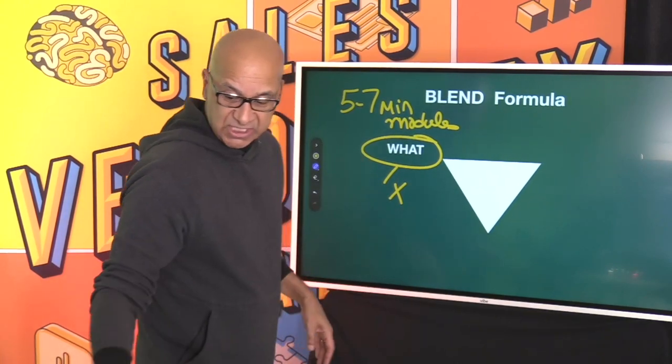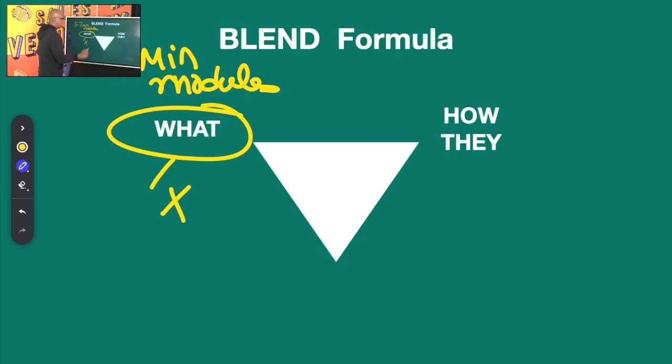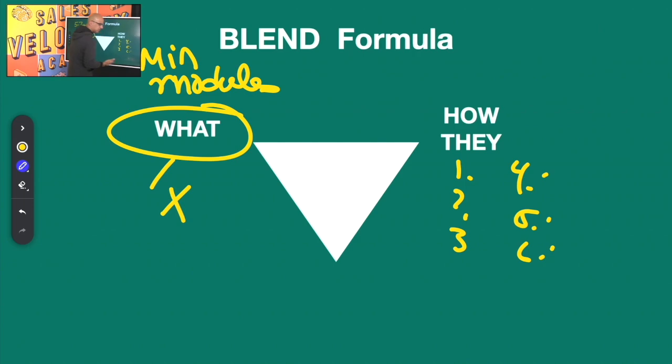Then the next thing they want to know is, how did they do it? Now remember, you're listening from an audience standpoint. The speaker is saying, here's what this company's doing, and then here's how they did it. Here's what they did. They did 1, they did 2, they did 3, they did 4, they did 5, they did 6. These are the 6 things they did.